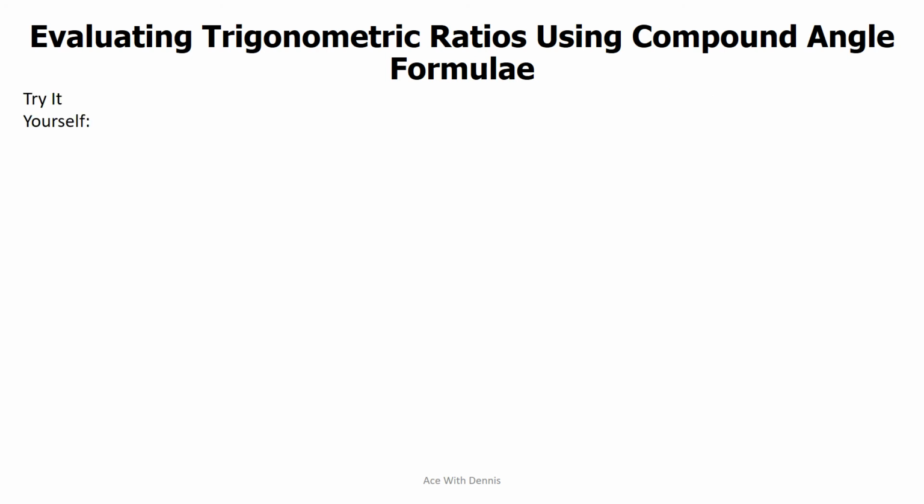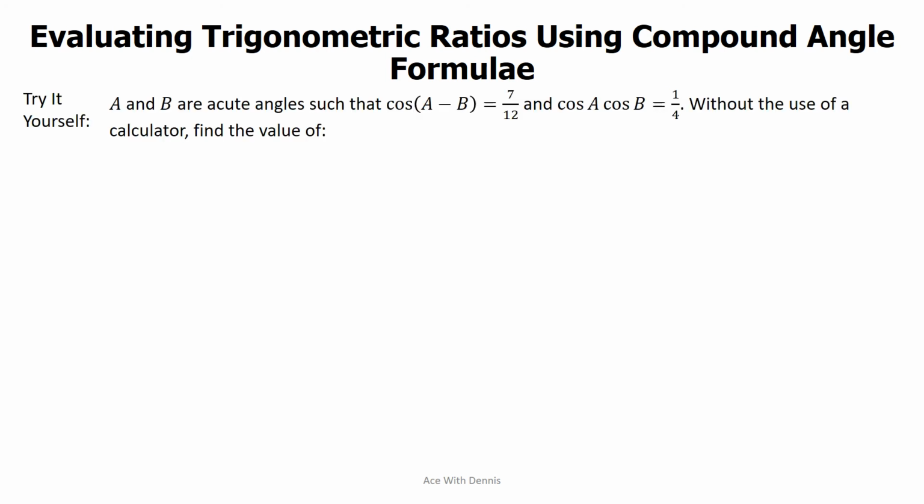Okay, you can try this example. A and B are acute angles such that cosine(A minus B) equals 7 over 12 and cosine A cosine B equals 1 over 4. Without the use of a calculator, find the value of (a) sine A sine B, (b) cosine(A plus B), (c) tangent A tangent B. You can pause the video and try to solve it yourself.